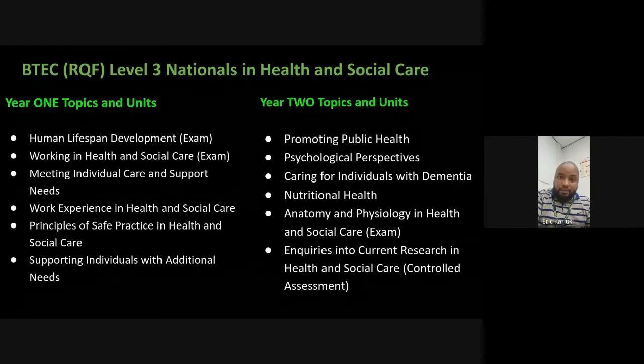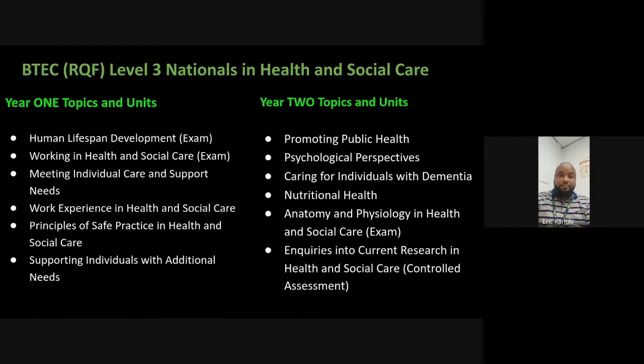Now, the other unit is working in health and social care. Okay, again, that's an exam. So you've got 2 exams in the first year, and as you can see on the second year, you'll also have 2 exams, to make 4 exams altogether for the 2 years you're going to be here. Now, you can see there's meeting individual care and support needs, again equipping you with knowledge and information about how to care for people. And while you're doing that, you're being sensitive, and you're covering all the 6 C's as we talked about.